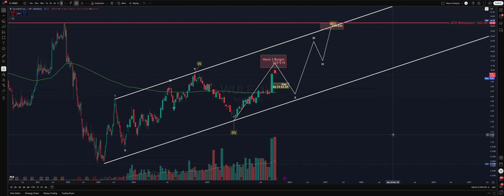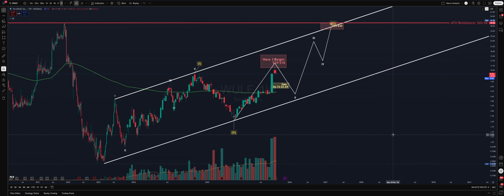So we're going to take a look at TeraWulf. The ticker symbol for that is WULF. So this is what I'm currently looking at on TeraWulf. This year I've added this to my watch list for the short term time frame. On a longer term time frame it's still bullish, but on a shorter term time frame I think we're going to see a pullback potentially.